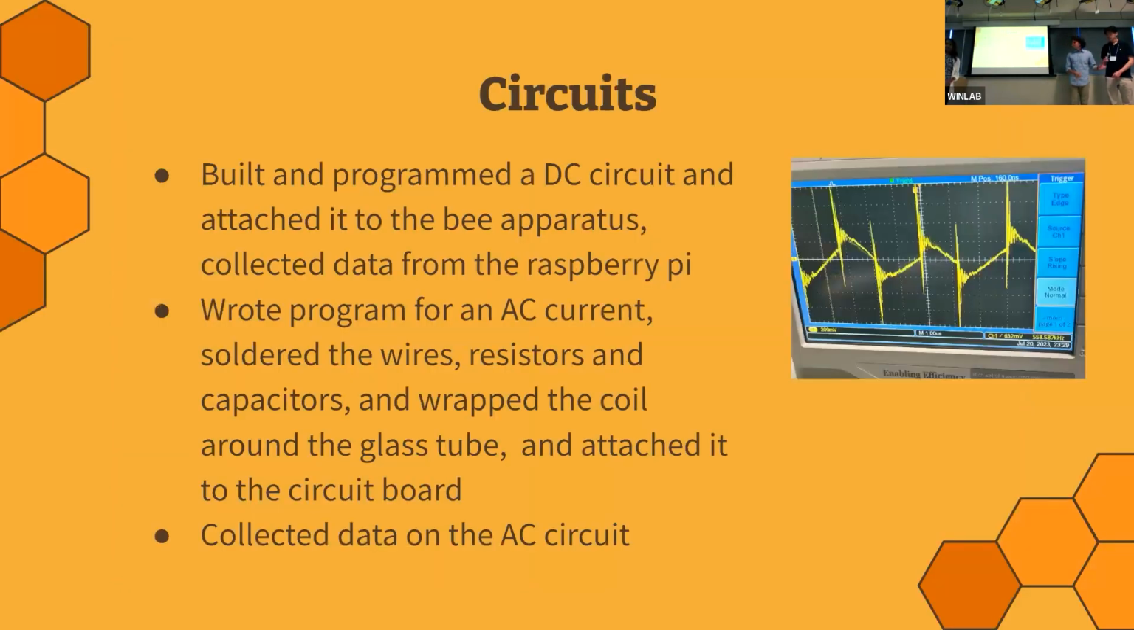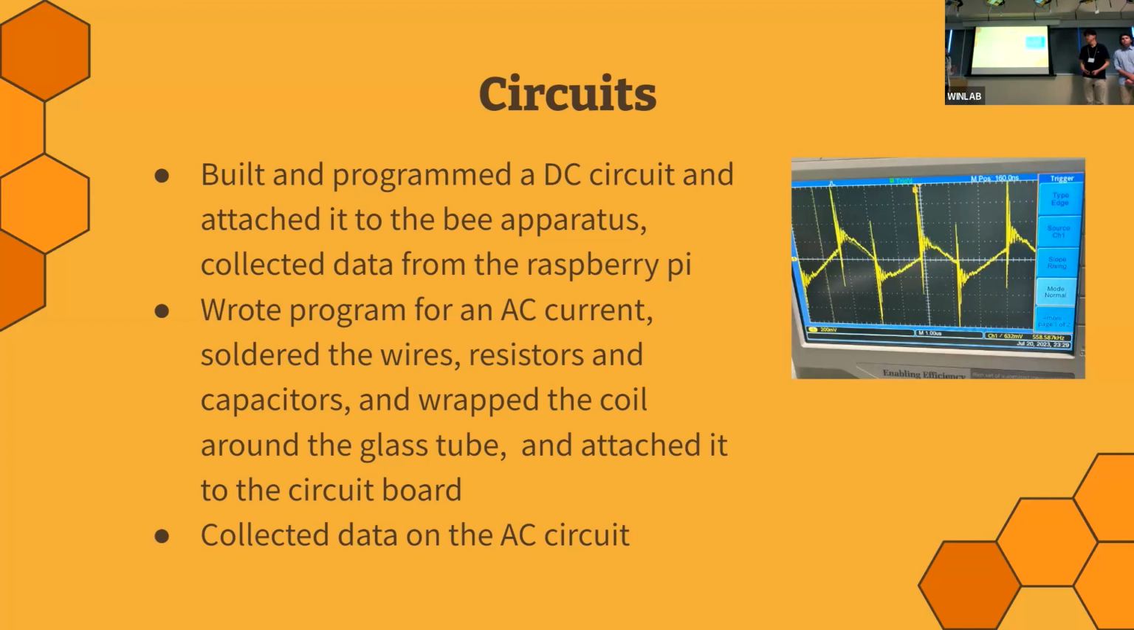Okay, so first, we built and programmed a DC current and attached it to the bee apparatus. The way we programmed it is that on the Raspberry Pi, we programmed the circuit to have different states. By states, we mean that the circuit will be on for an hour and then off for an hour. We collected data from the Raspberry Pi and used machine learning on it.